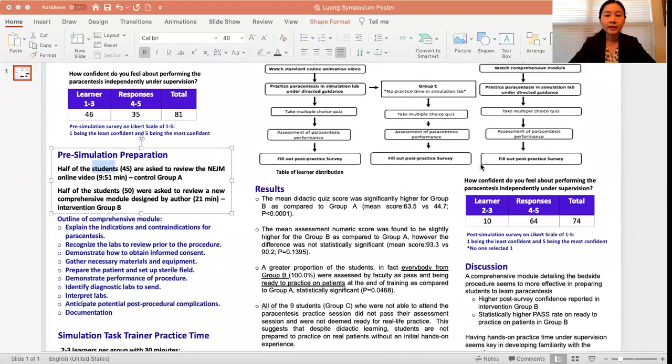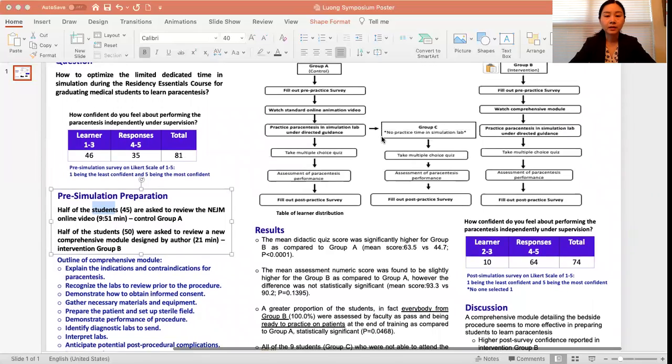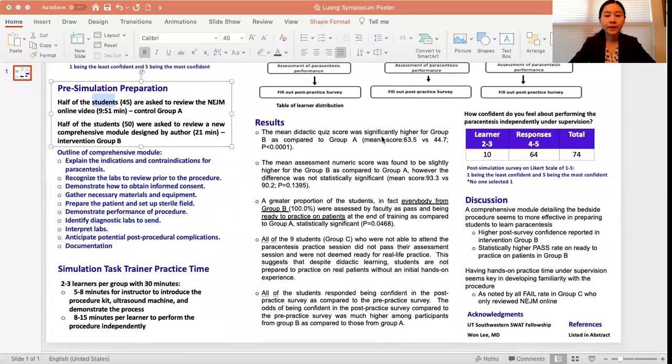Interestingly, there were 9 students initially assigned to group A who were not able to practice in the simulation lab prior to their assessment time due to a schedule conflict. Those 9 students had similar quiz as well as numeric assessment scores, but they were all deemed not yet ready to practice on a live patient.